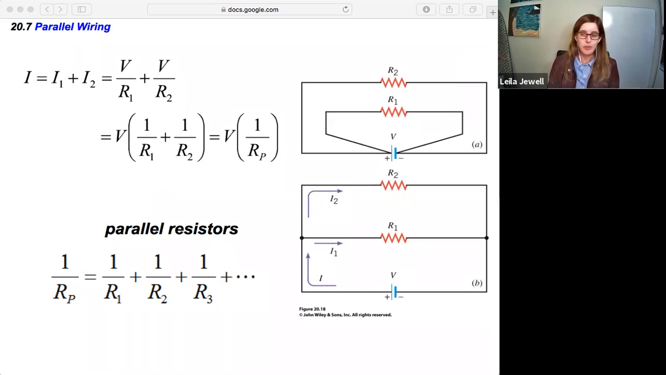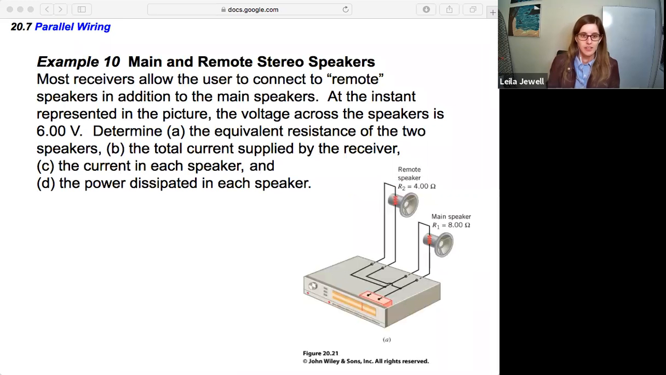Let's check an example of this. Example 10, main and remote stereo speakers. Most receivers allow the user to connect to remote speakers in addition to the main speakers. At the instant represented in the picture, the voltage across the speakers is 6 volts. Determine A, the equivalent resistance of the two speakers, B, the total current supplied by the receiver, C, the current in each speaker, and D, the power dissipated in each speaker.